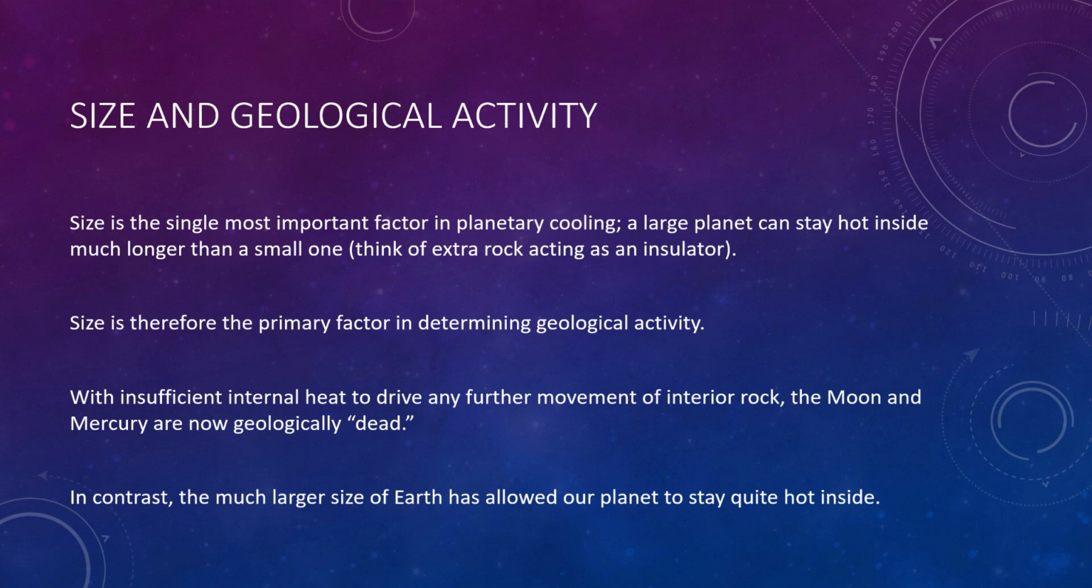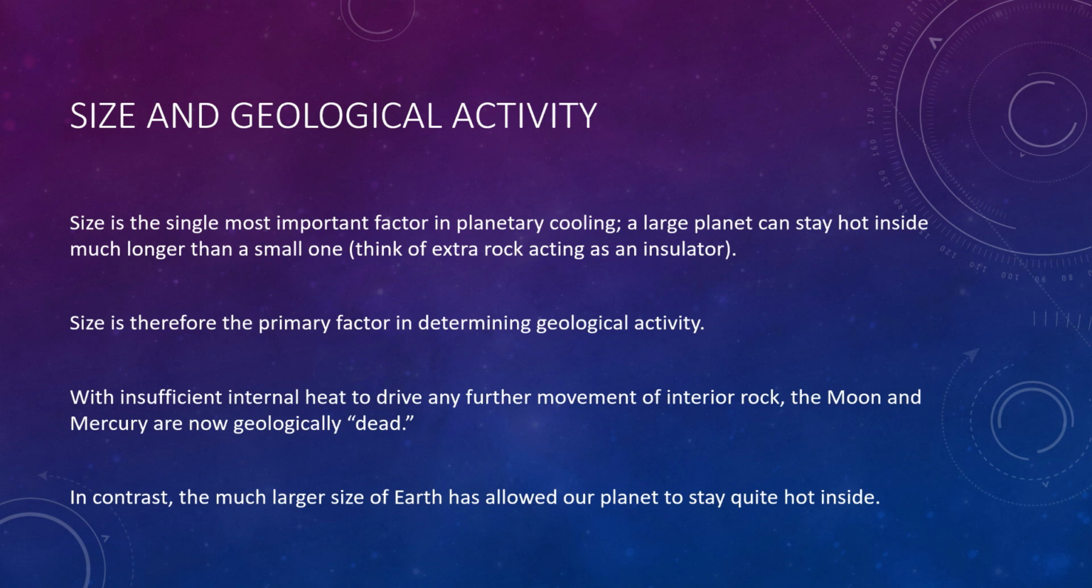With insufficient internal heat to drive any further movement of rock, the Moon and Mercury are now described as being geologically dead, meaning that they have little to no heat-driven geological activity today. In contrast, the much larger size of Earth has allowed our planet to stay quite hot inside. Mantle convection keeps interior rock in motion, and that heat keeps the lithosphere thin, which is why geological activity can continually reshape the surface.